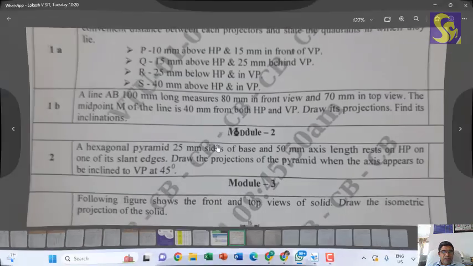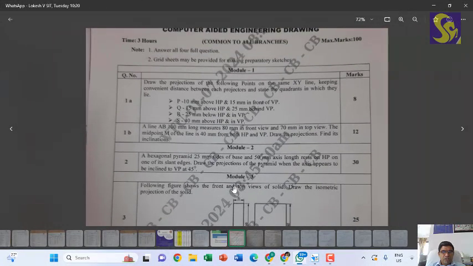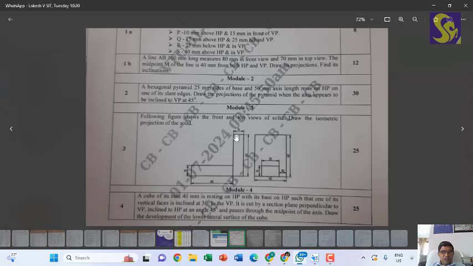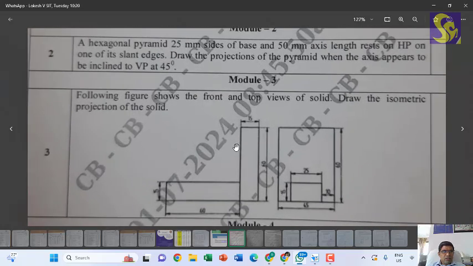Alright, the one more problem which I want to solve is the problem of isometric projection, which you can see here. Question number 3 in module 3 is given. Following figure shows the front and top views of the solid. Draw the isometric projection of the solid.